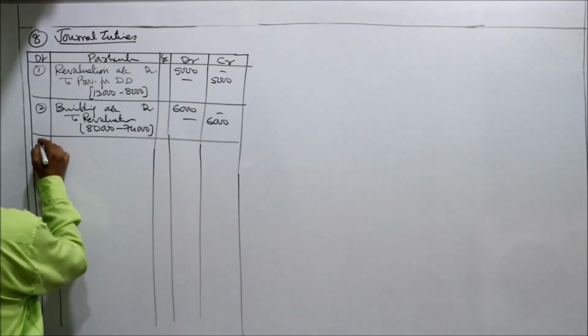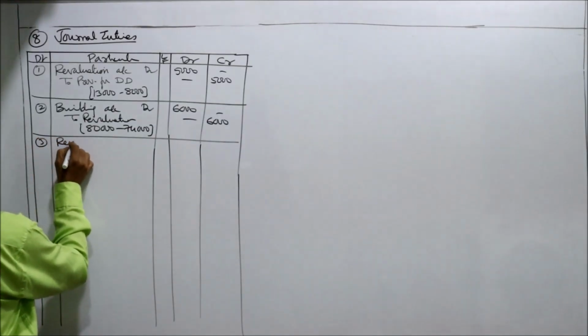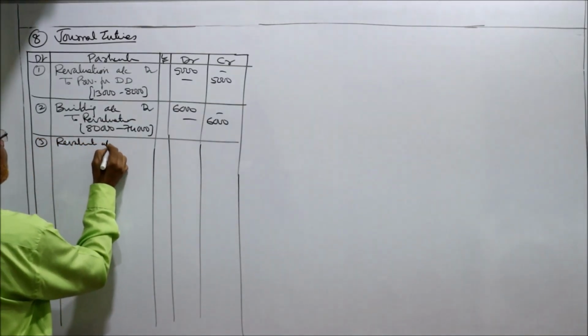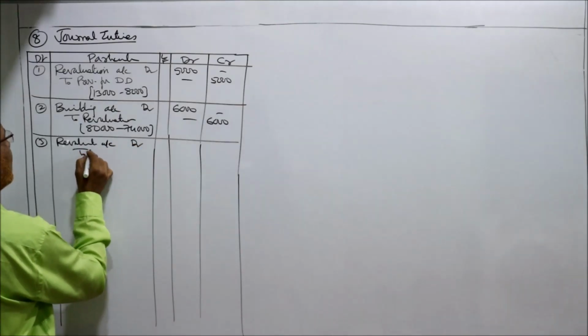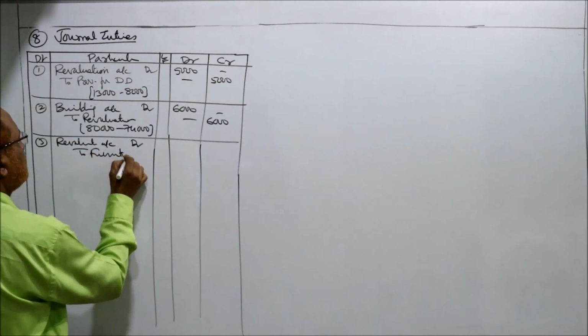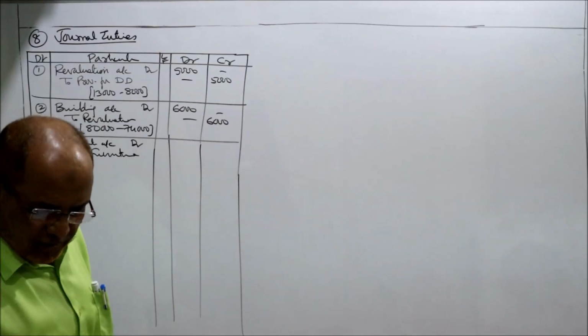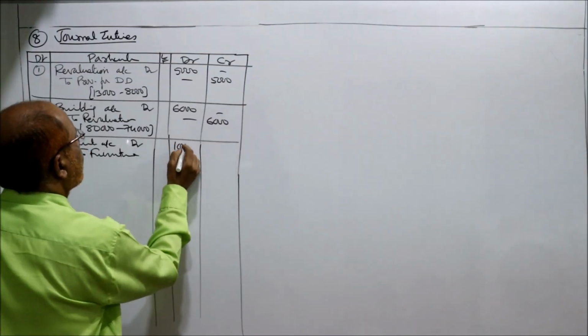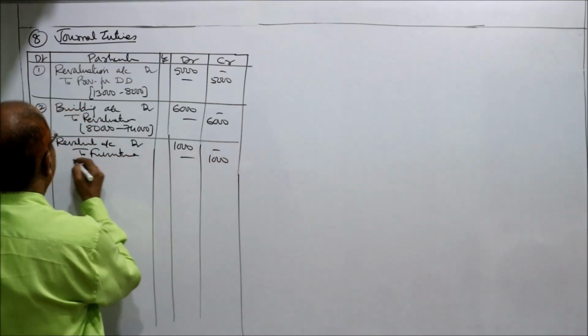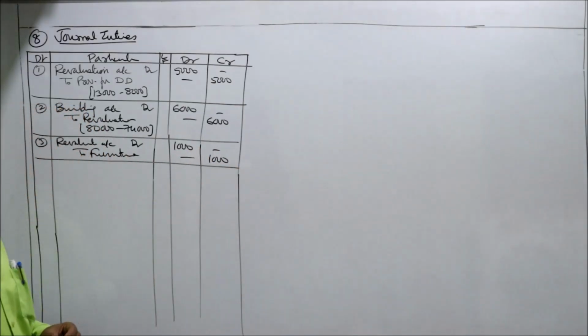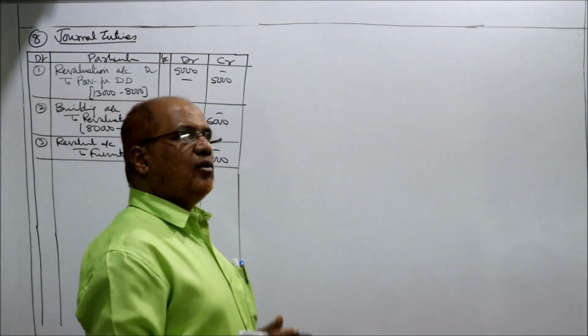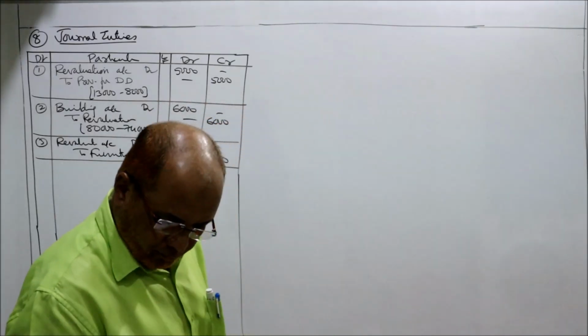Furniture को कम करना है, तो revaluation account debit to furniture account 1,000. Being the value of furniture decreased.